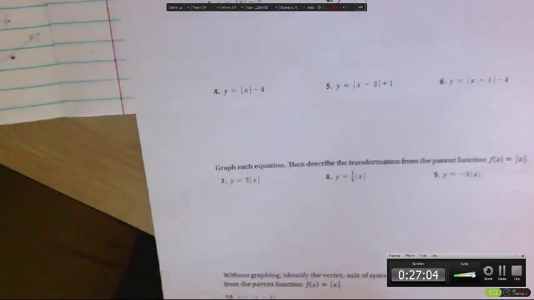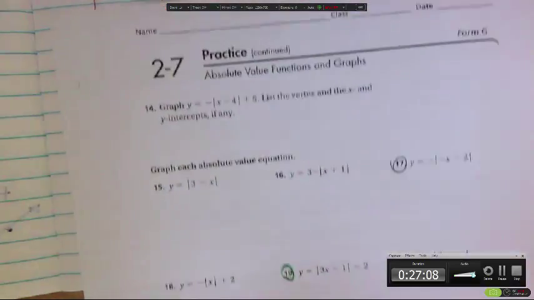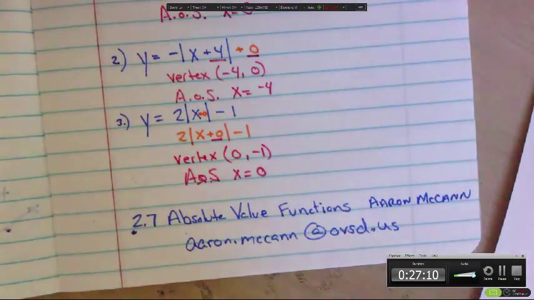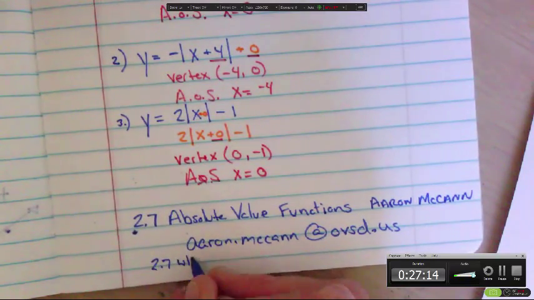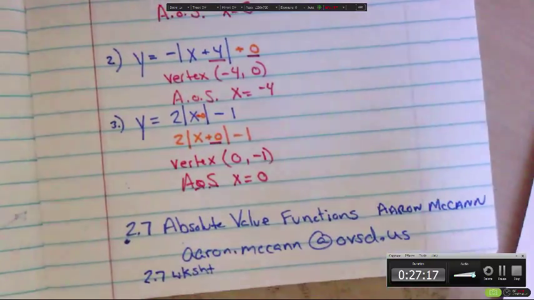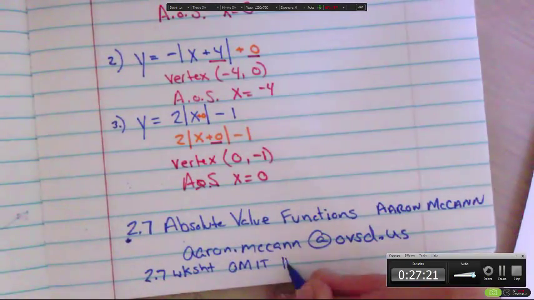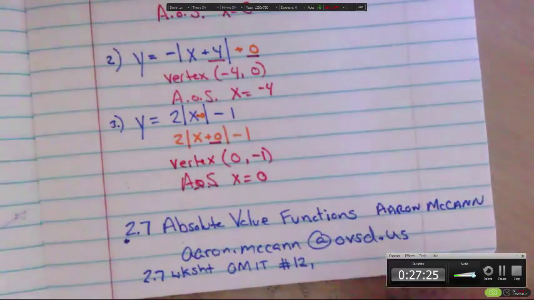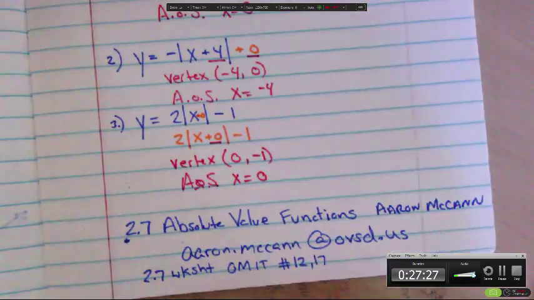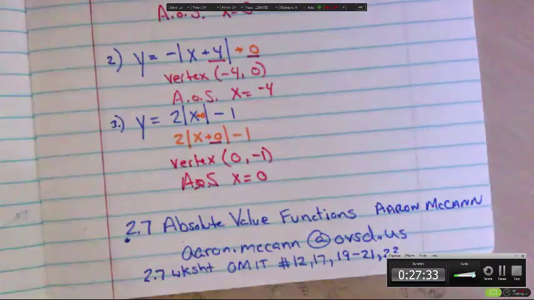The assignment for this is going to be 2.7 practice. The entire worksheet, front and back. But I want you to omit the following problems. That means do not include. You can mark these out. Number 12, 17, 19 through 21, and 23.